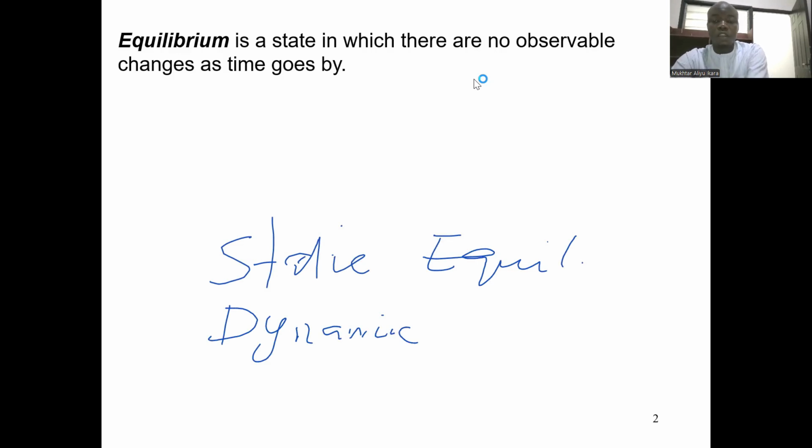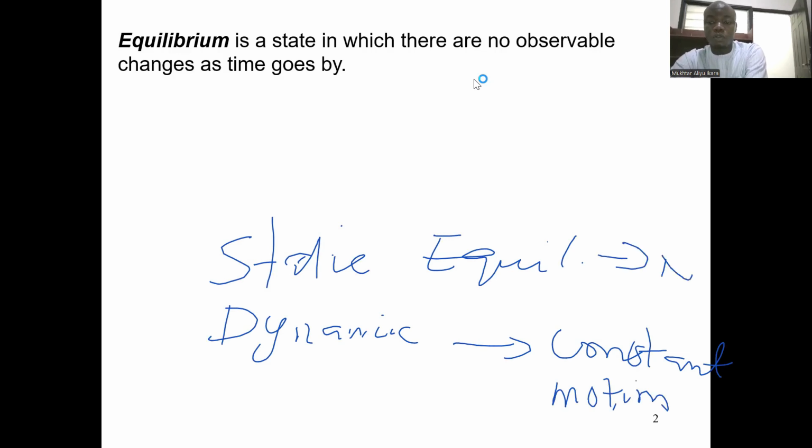In the case of dynamic equilibrium, there is constant motion. But in the case of static equilibrium, there is no motion. It is static, but the balance is maintained. So we have static equilibrium, a state where there is no observable change and no motion. But in dynamic equilibrium, there is constant motion, but no observable change as time goes on.